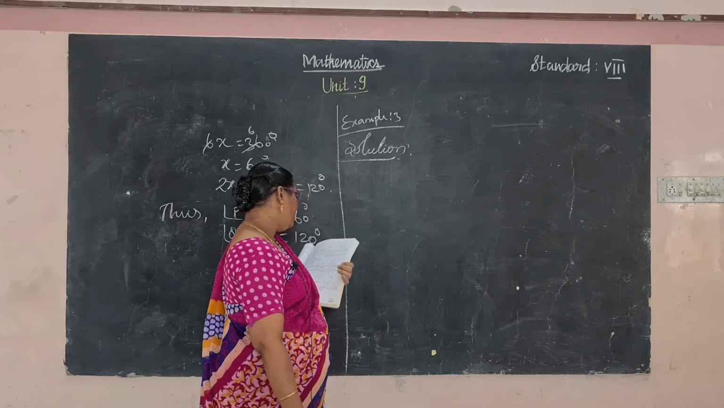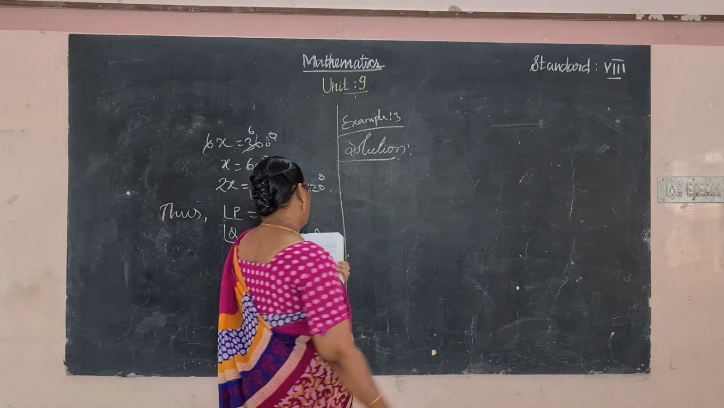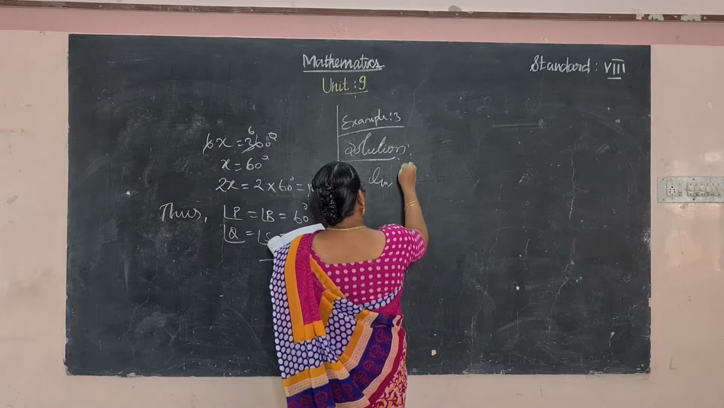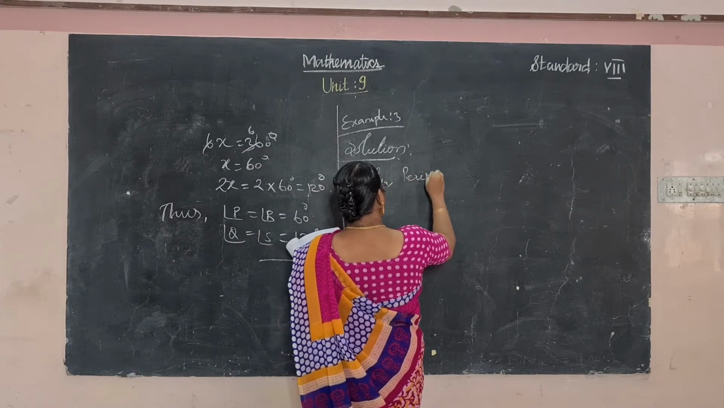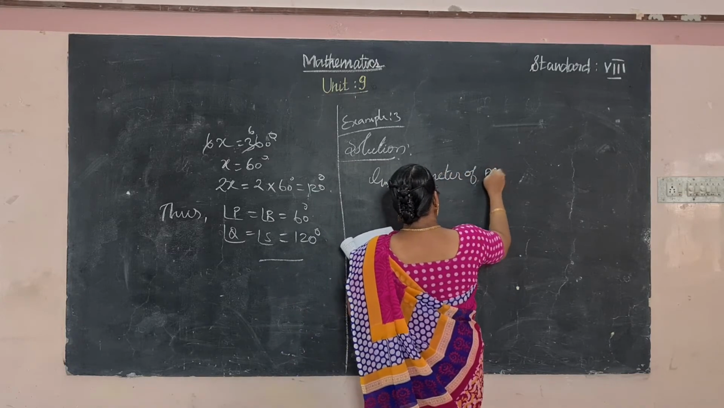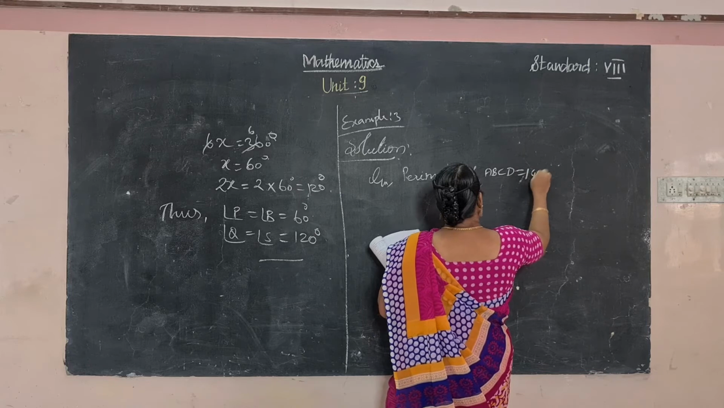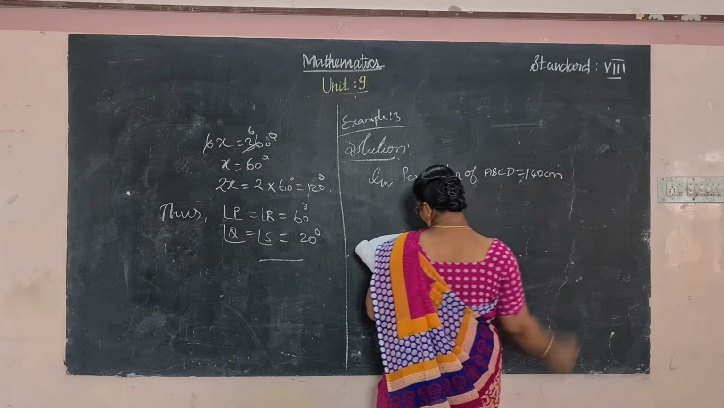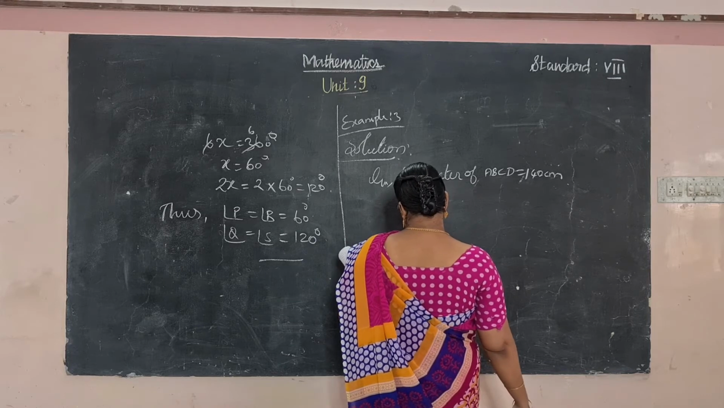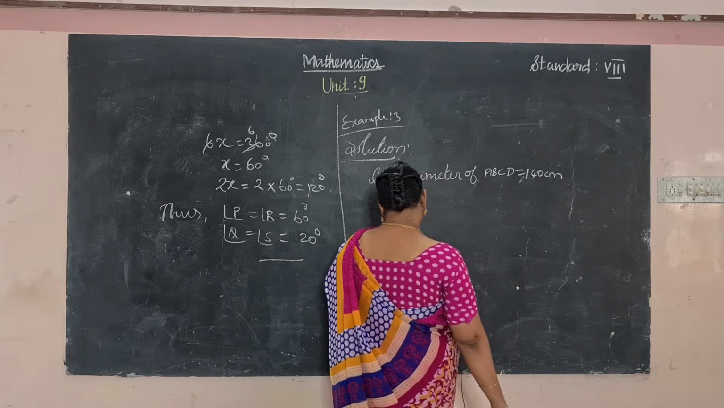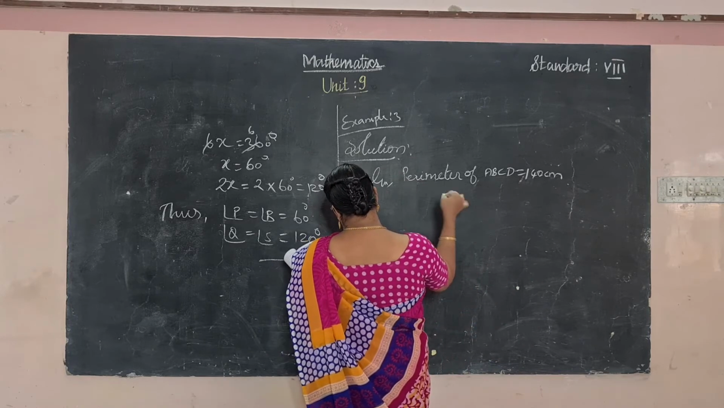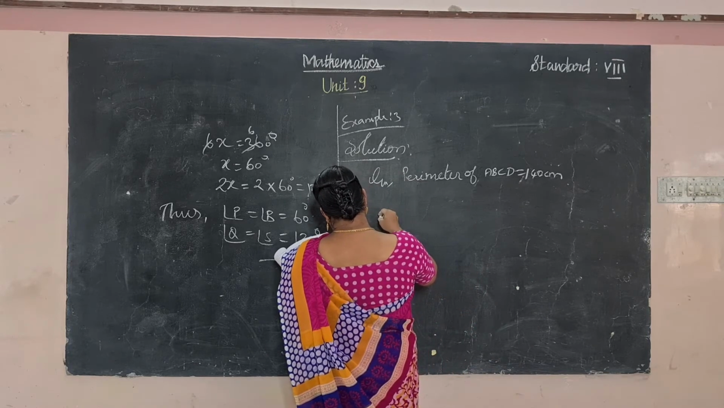The perimeter of the parallelogram ABCD. Okay, so given, the perimeter of ABCD is equal to 140 centimeters. And next one, that we have considered: one side is greater than the other by 10.